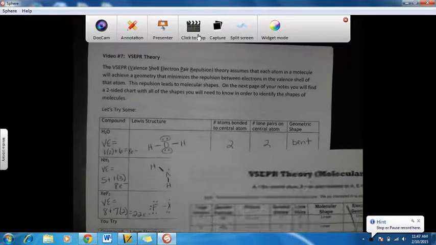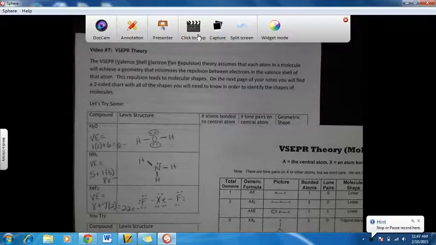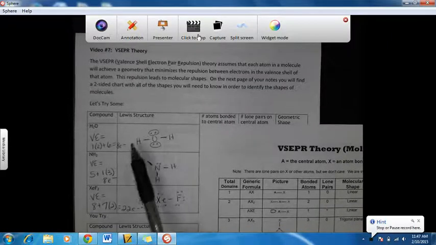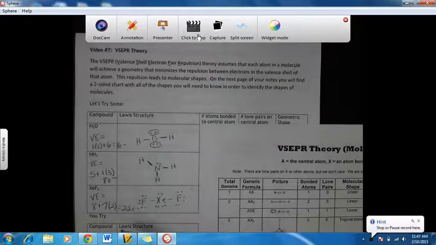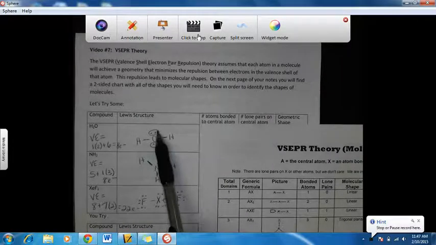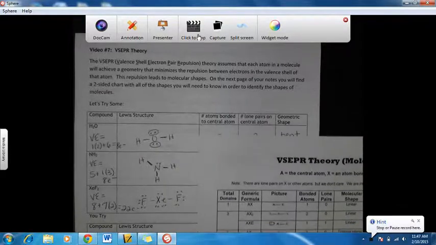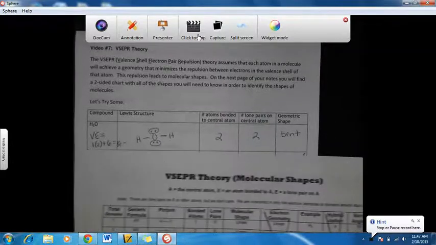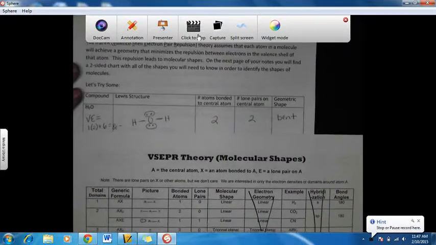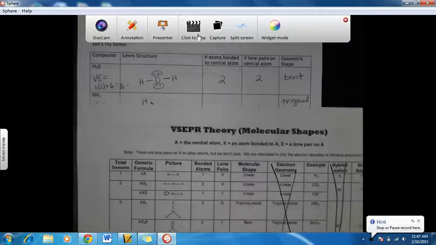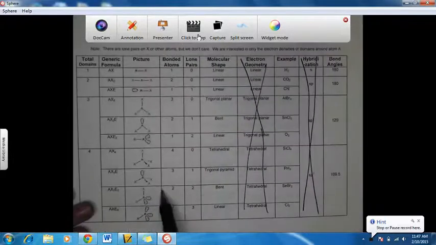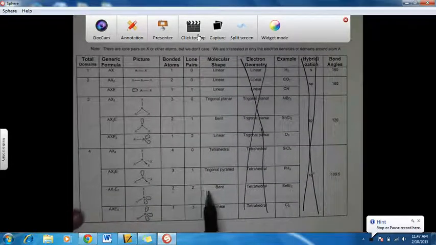Alright, so now that you've drawn the Lewis structures, I want you to look at here, we have how many atoms bonded to the central atom? 1, 2. And how many lone pairs? These are the lone pairs on the central atoms. There's 2 of those as well. And so we have 2 lone pairs and 2 atoms bonded to the central atom. And we find that on our chart, just way down here, 2 bonded atoms and 2 lone pairs gives us this bent shape.